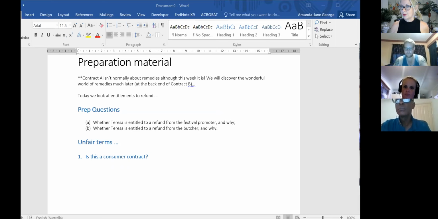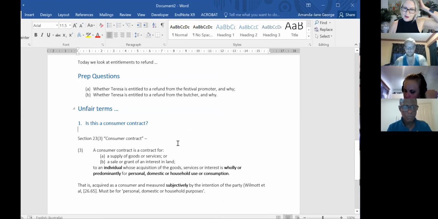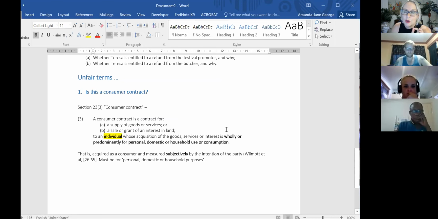What I want you to note is that this is not the general definition in Section 3 that applies for consumer guarantees. Under sub 3, a consumer contract is a contract for the supply of goods or services or sale or grant of an interest in land to an individual whose acquisition is wholly or predominantly for personal use. So individual. Notice also that means natural person, obviously. Who else, apart from natural people, can be caught by this? It's a bit of a trick question. Anyone else? Or is it just individuals?